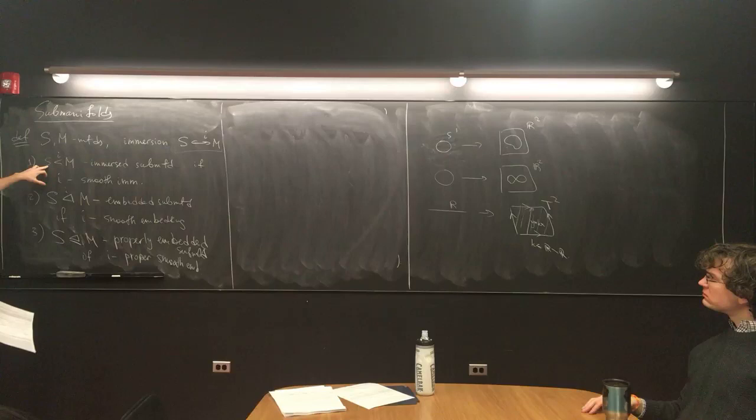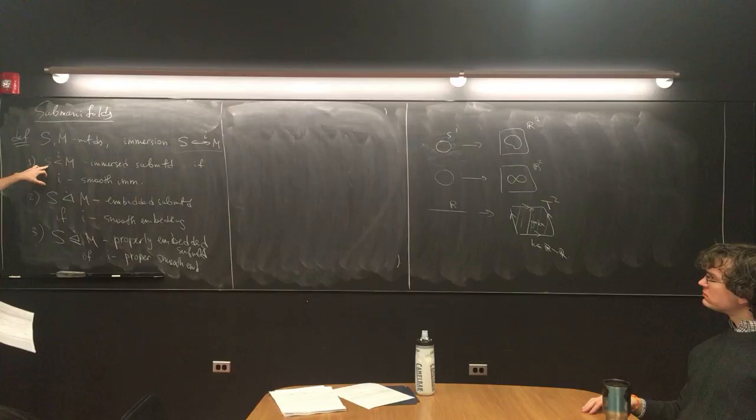And then number 3, if S is embedded into M and at the same time is a subset of M, then S is closed if and only if it is properly embedded. It's kind of a simple exercise, a topological exercise. It's a simple criterion for what proper embedding looks like.